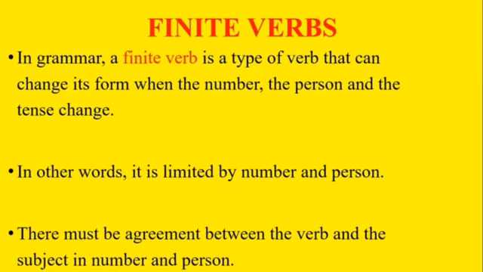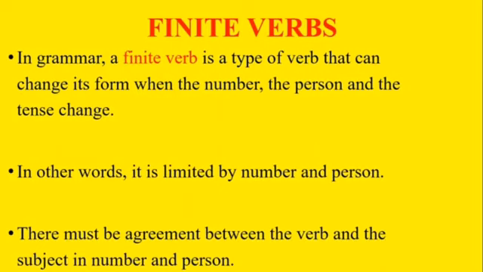What this is saying is that for you to have a finite verb, it must have an agreement with the subject in terms of number and person. If the subject is singular, the verb must also be singular. So there must be a kind of harmony between the subject and the verb. And also there must be agreement in terms of person. Is the subject in first person, second person or third person? So the verb must agree with the person of the subject.